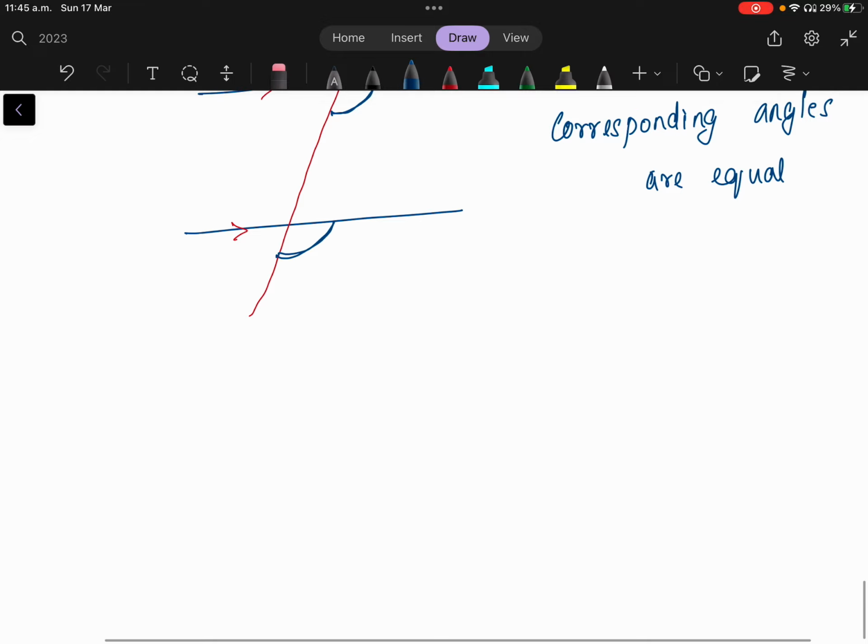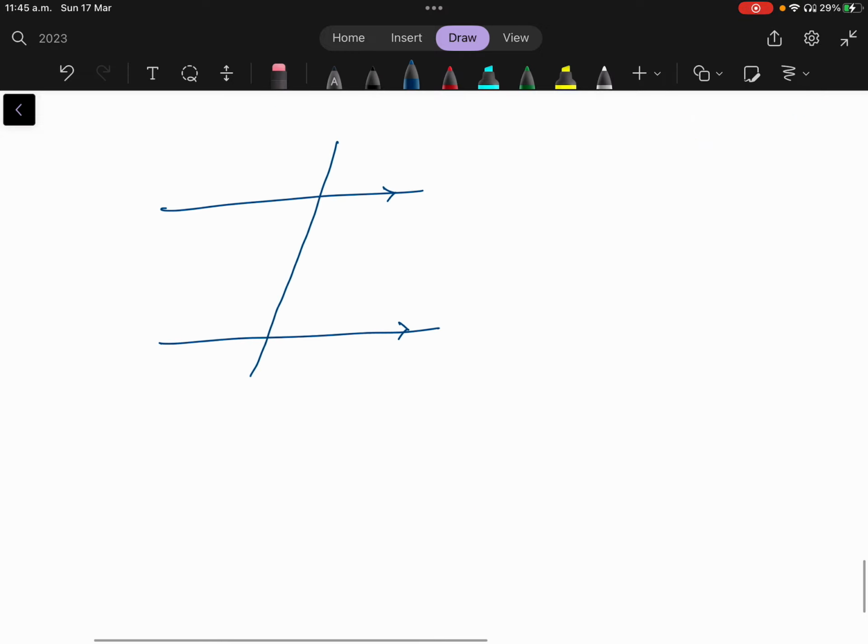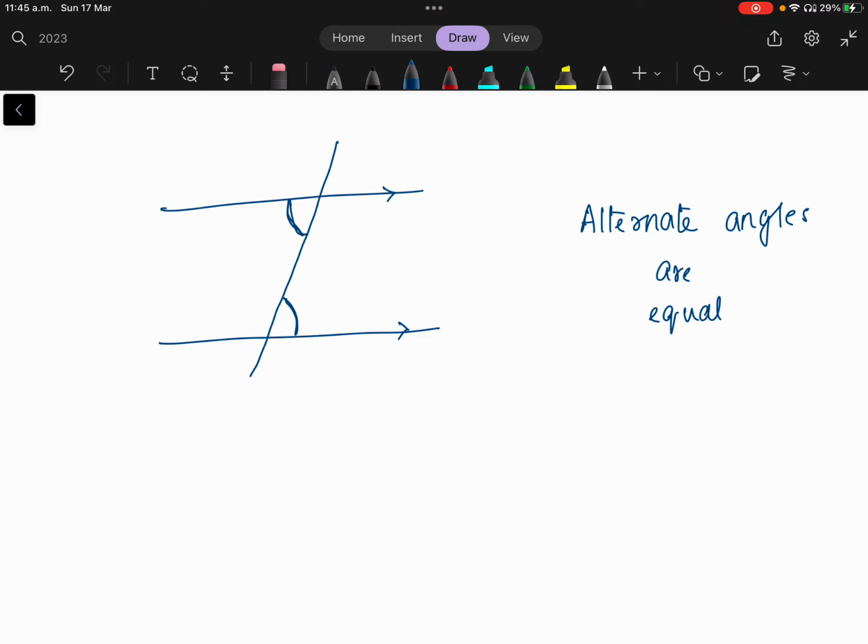Now the second one is, you have two parallel lines again. I just put an arrow like this, and then you have another line which cuts them. This angle and this angle, these are called alternate angles. It alternates on both sides of the line, so that you can remember like that. Alternate angles are equal. That's also a property which you have to know. To understand alternate angles, you can look for a Z shape.